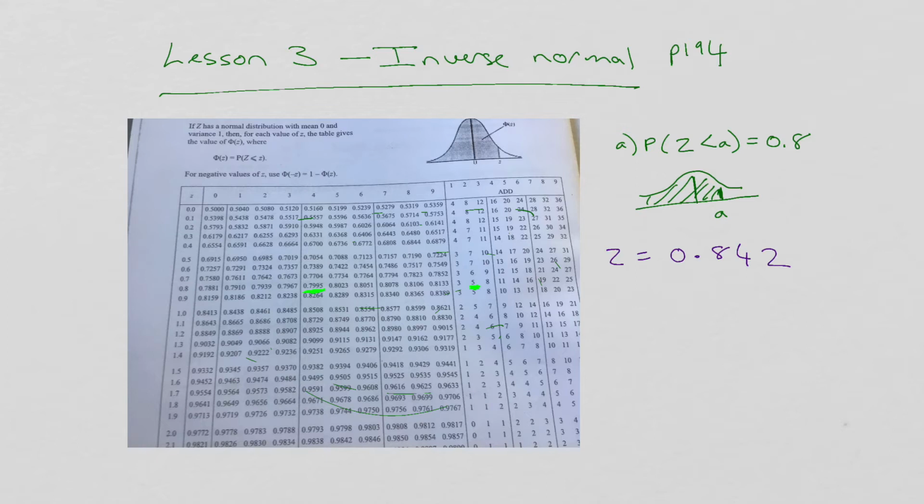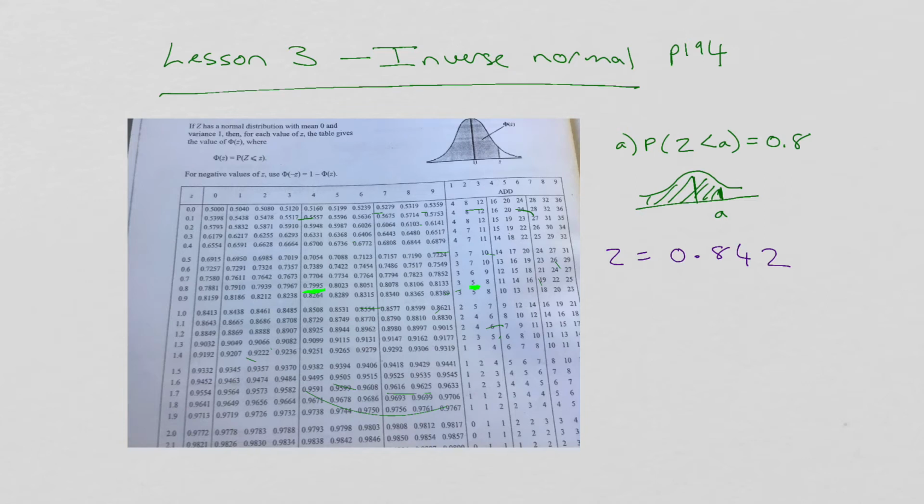Is that okay? Once you've got your z value, you can now work backwards and find your x value or your mean or your standard deviation if they asked you for that, which they're not. All they're asking you for at the moment is the z value.